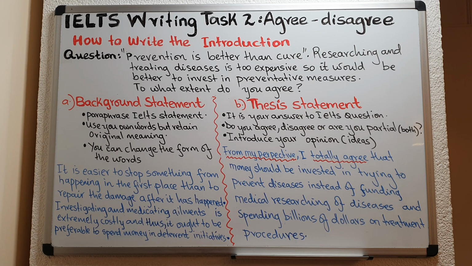Then we move on. Researching and treating diseases is too expensive. So according to this argument, according to this statement, researching diseases and treating them is too expensive. So this statement offers a solution. What is the solution? Instead of researching and treating diseases, it would be better to invest in preventative measures.